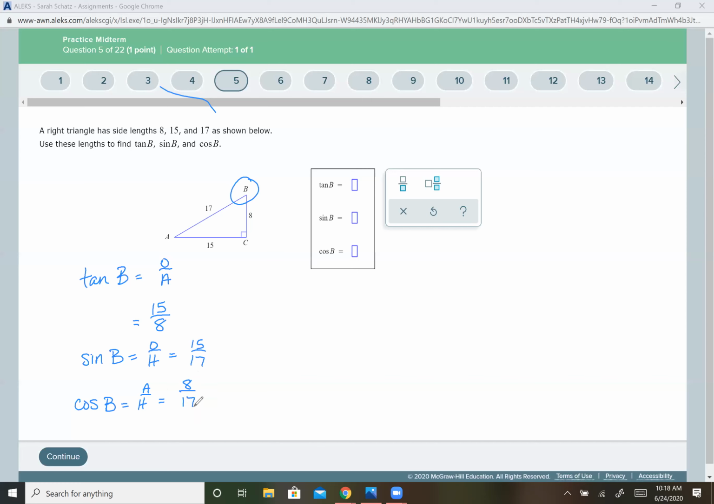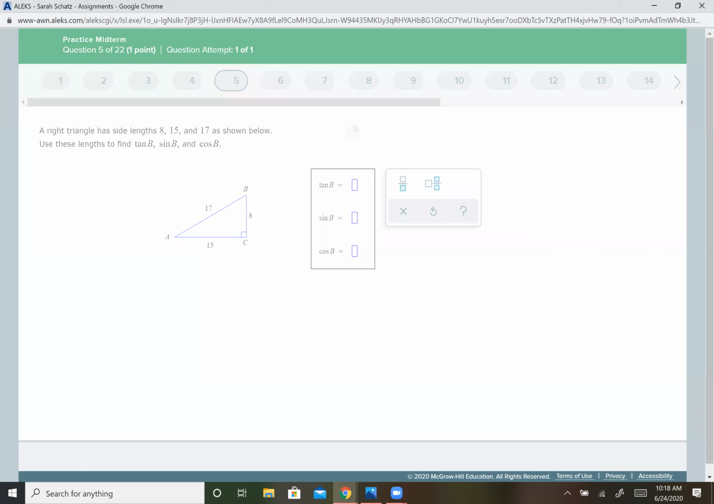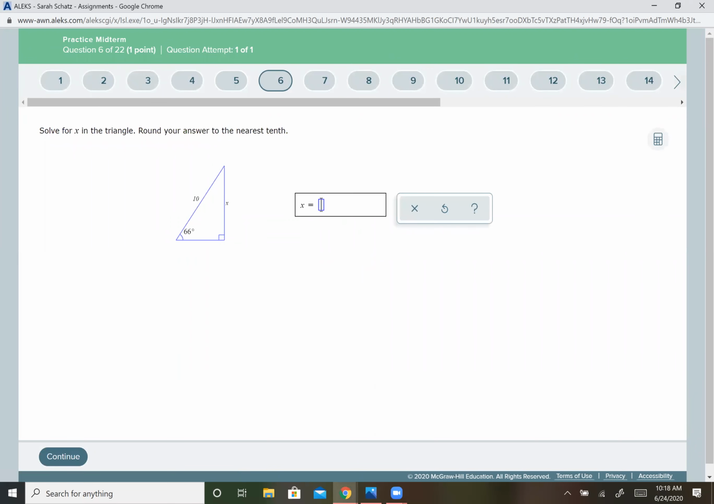All right, so moving on. Number 6. We have solve for x in the triangle. So we are solving for the side of a triangle. If I had this side, I could just use the Pythagorean theorem to find the other side, but I only have one side. But I do know one of the angles is 66 degrees.